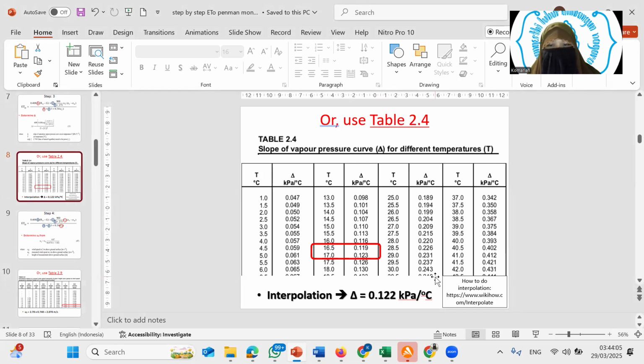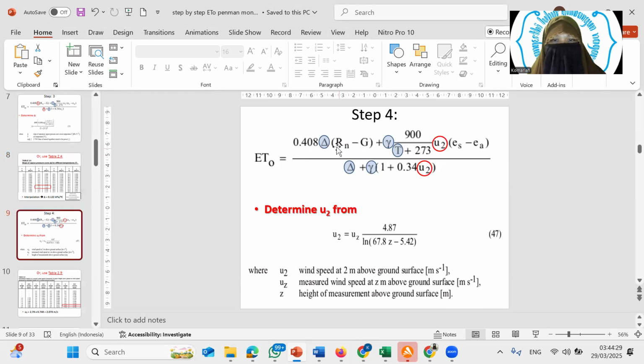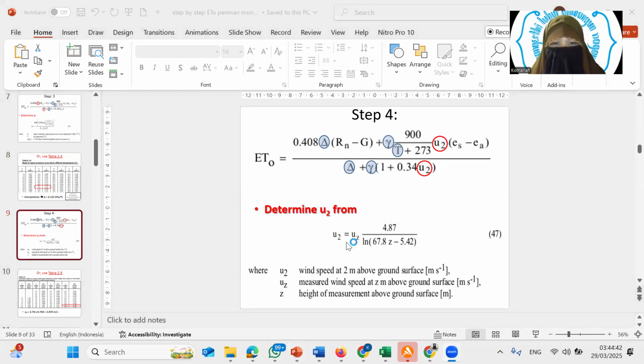16.9. So after we did some interpolation, we got the result that the delta is 0.122 kilopascal per degree Celsius. Okay, and we got this. So delta has been solved too. So we got the T, we got the gamma and the delta. And next, step 4, is determine the U2.